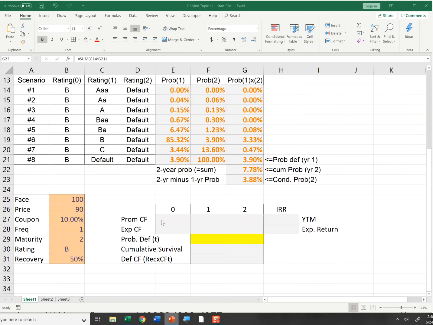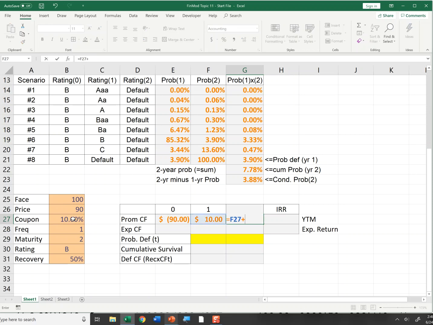Coming down a little lower in our spreadsheet, let's get the promised cash flows of this bond. If we buy this bond today, we'll pay $90 for it. And in 1 year, we're going to get 100 times the coupon rate. We'll get the first coupon payment. And in year 2, this 2-year bond will get that coupon, I'll just add it, plus the par face amount. So these are the contractual cash flows for this 10% 2-year bond that's selling for $90.